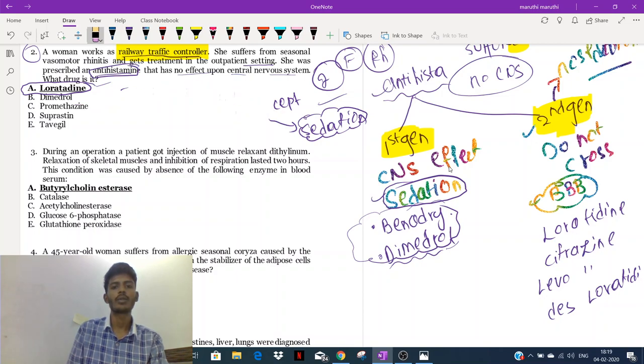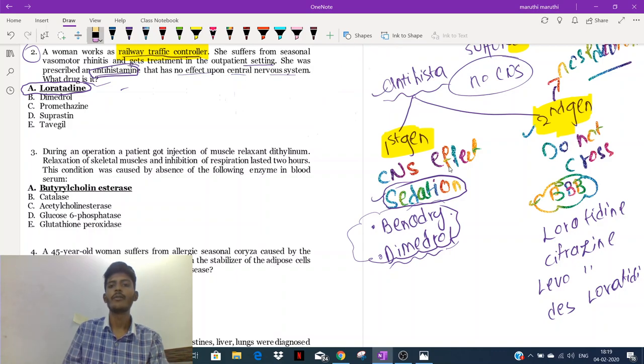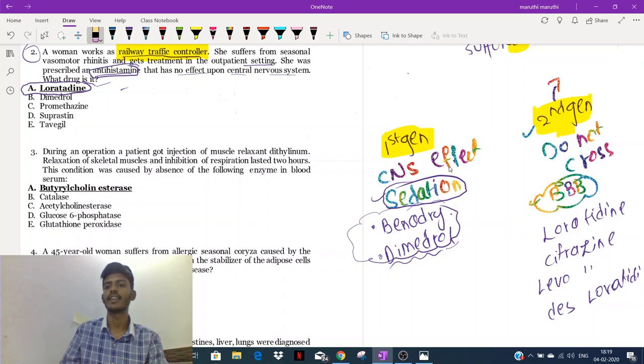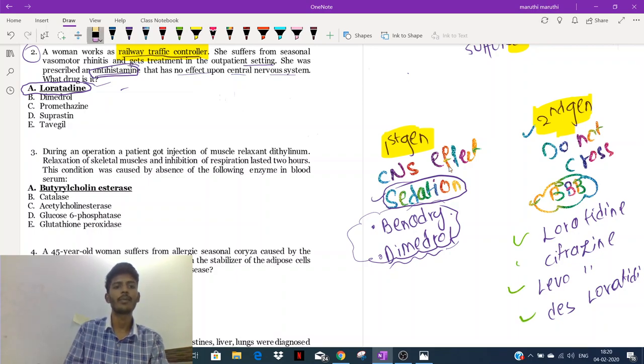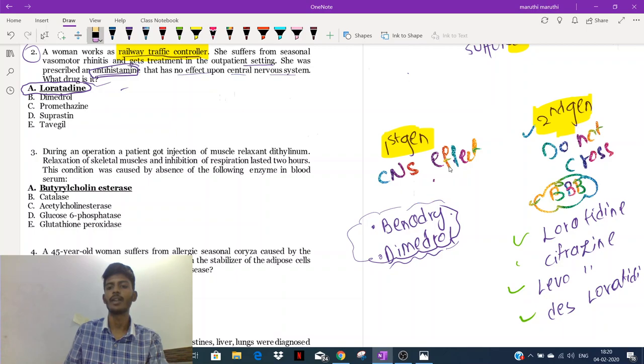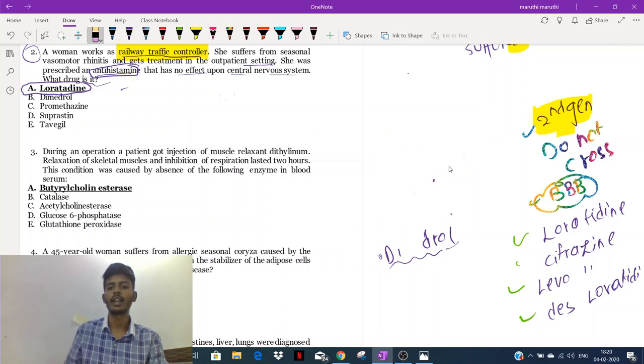So how to solve the question? You need to pay attention to what they are asking. In this question, what they asked was, which is the antihistamine which has no central nervous system effect? That will be a second generation antihistamine. So in the options, there might be loratadine, you might find cetirizine, levocetirizine or desloratadine. Any of the options which you find in the answer, that will be the answer. So there is no rule that it should always be loratadine. So you don't have to mug it up.